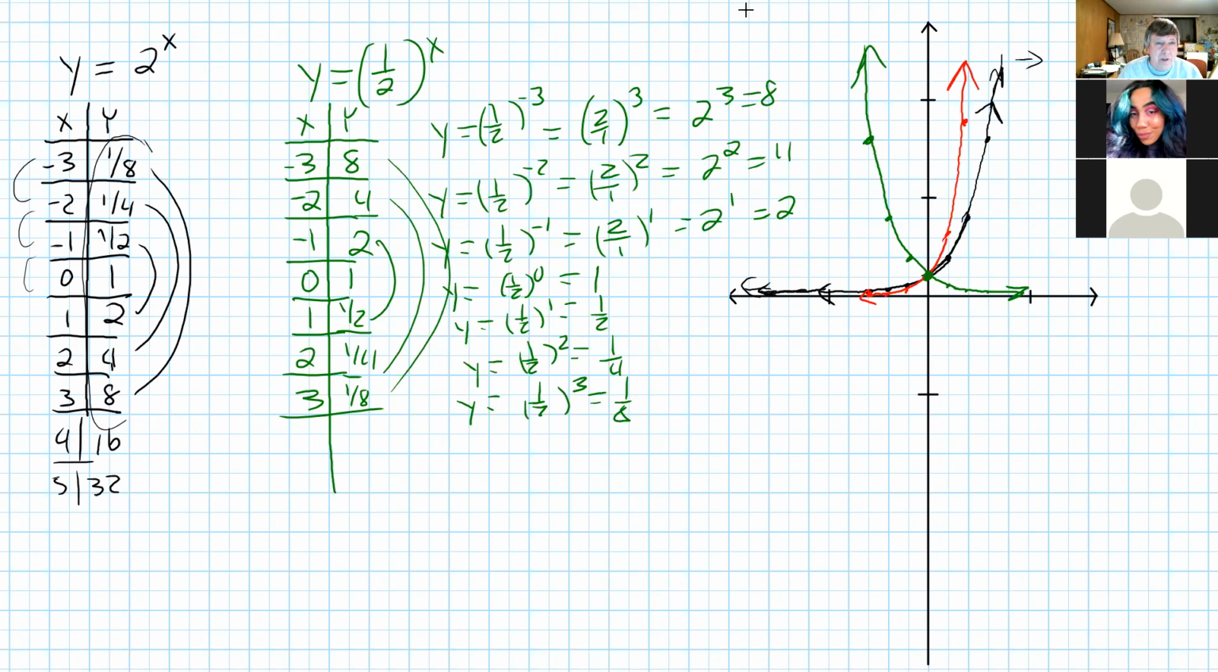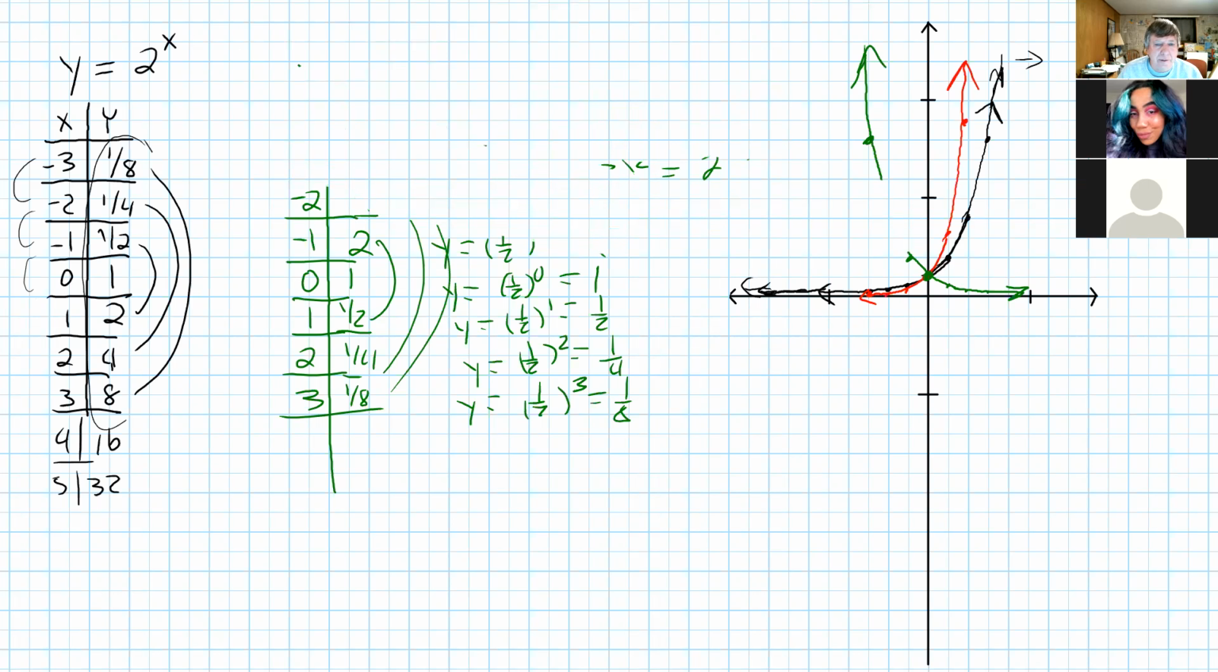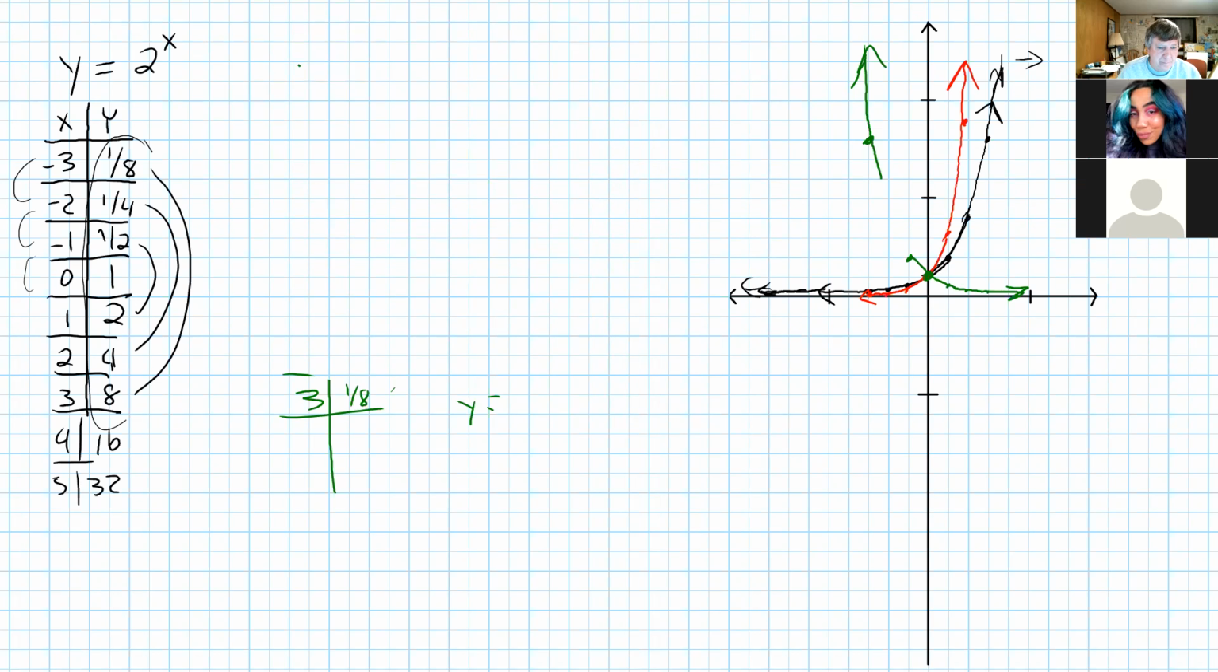Okay. Let's see here. I want to take a look at a couple more examples. Yeah, let's go back and do another red one. How about y equals 1 to the x? What would that look like?